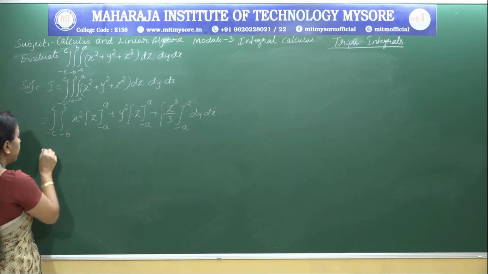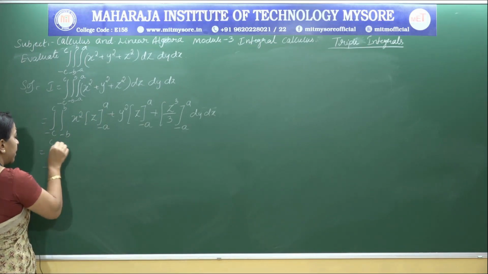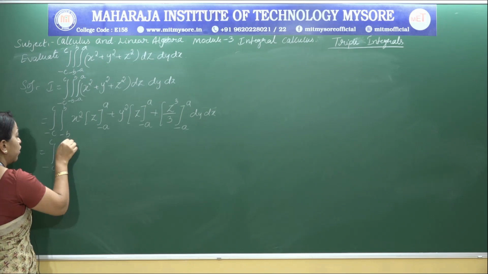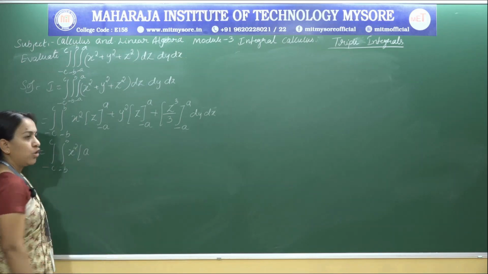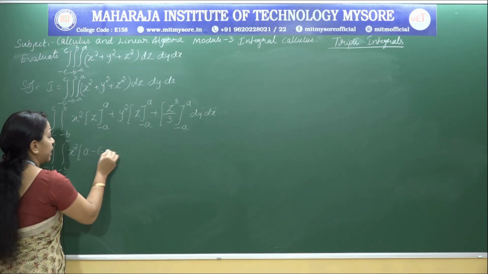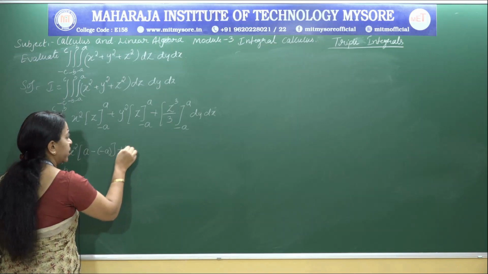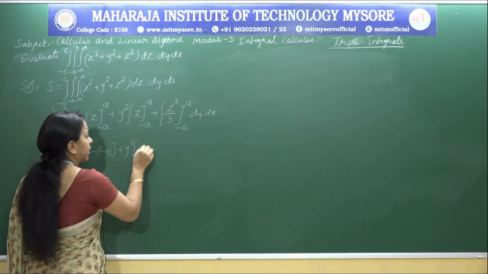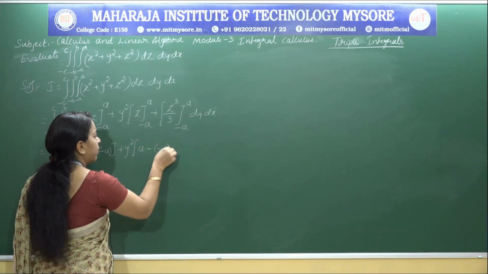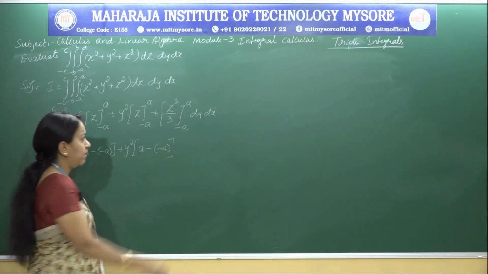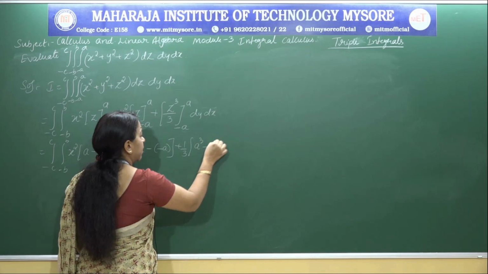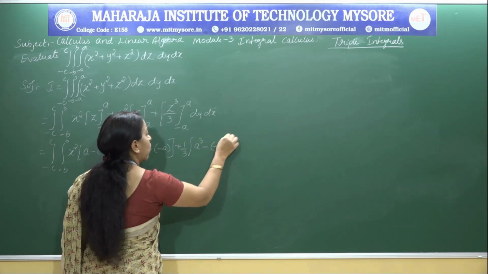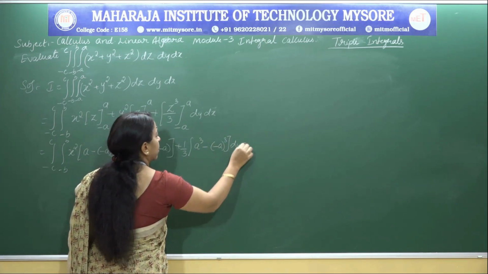Now apply the limit. Integral minus c to c, integral minus b to b, x square into upper limit a minus lower limit minus of minus a, plus y square into upper limit a minus of minus a, that is lower limit, plus 1 by 3 into a cube minus of minus a whole cube, dy dx.